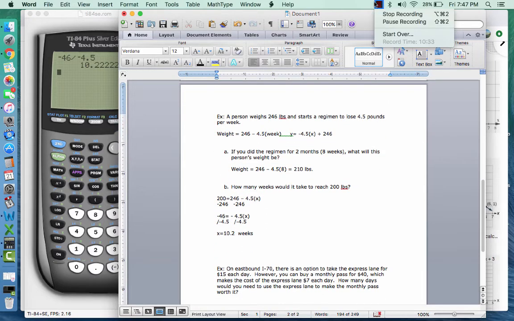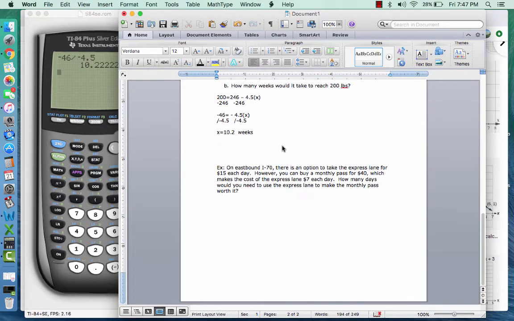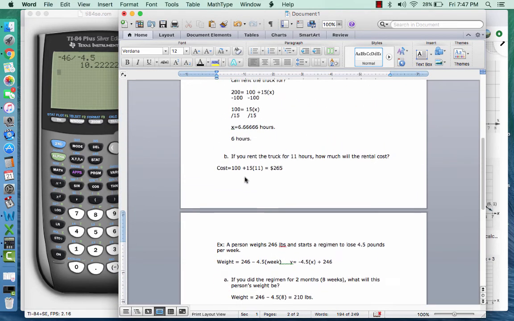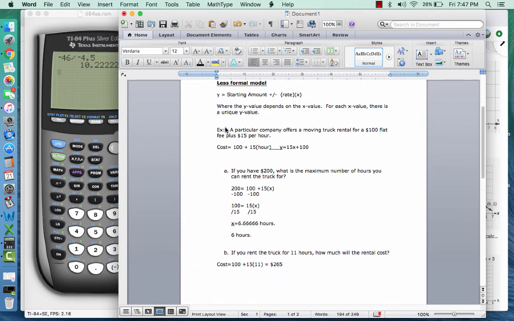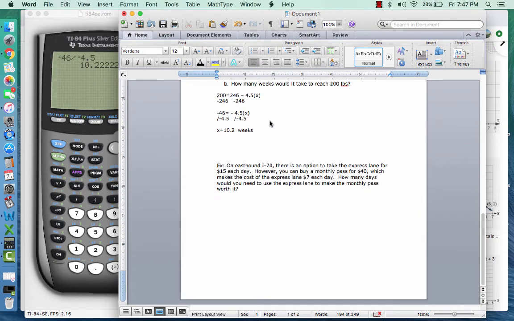All right, then the last example is a little bit more complicated, where we actually have two linear models and we're going to set them equal to each other. So we're going to have two of these linear models, starting amount plus or minus the rate times x, and we're going to set them equal to each other.